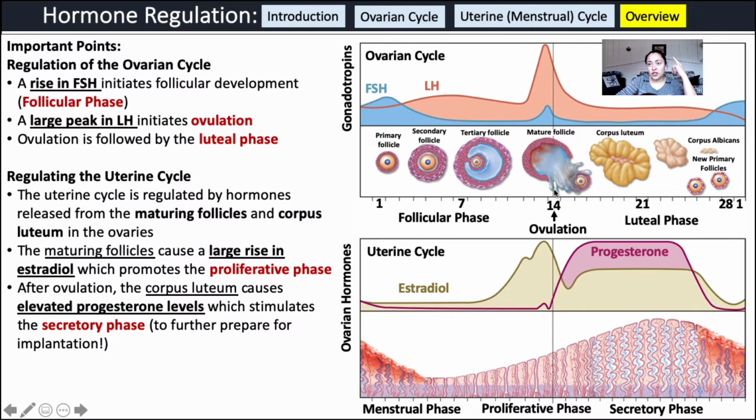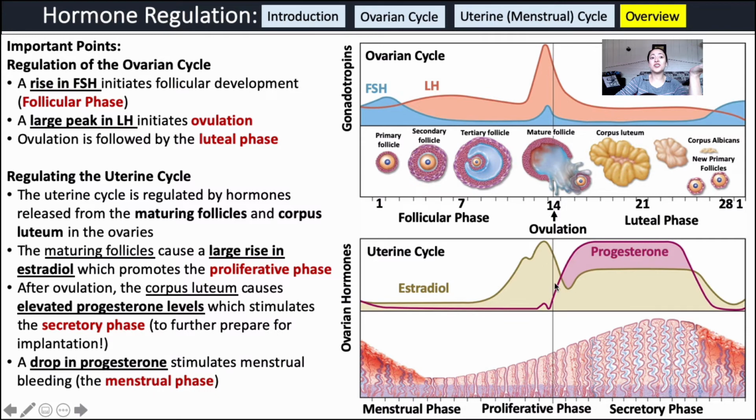After ovulation occurs, the corpus luteum starts to secrete progesterone. And this high level of progesterone initiates the secretory phase of the uterine cycle. However, this is again preparing for implantation, but if fertilization doesn't occur, there's going to be a significant drop in progesterone levels because the corpus luteum degenerates. This drop in progesterone triggers the menstrual phase and shedding of the uterine lining.